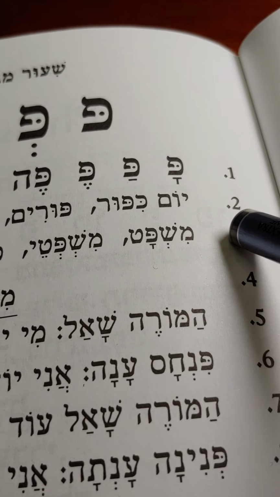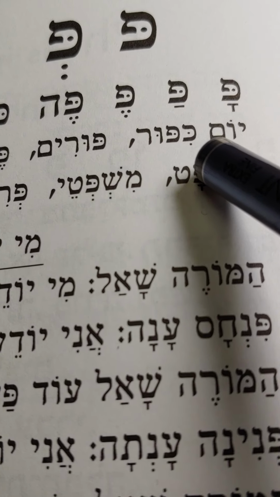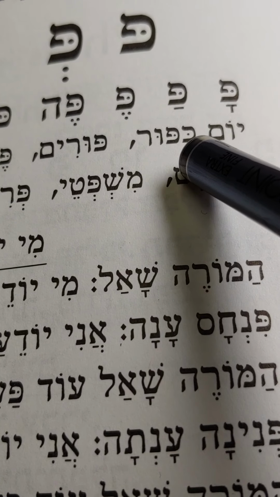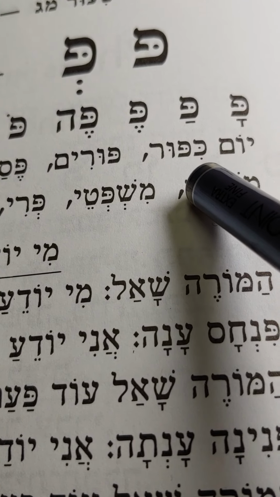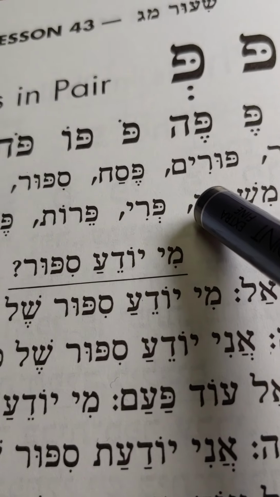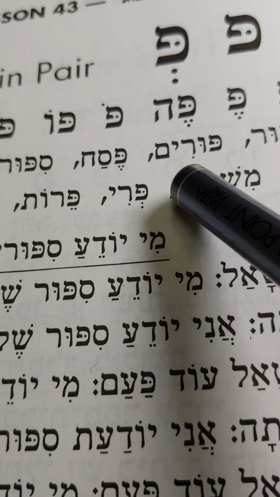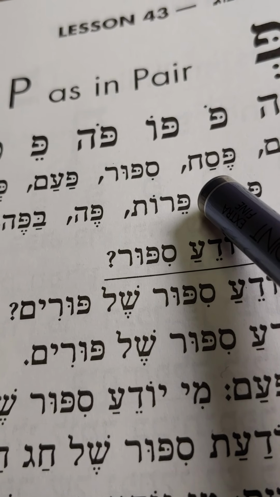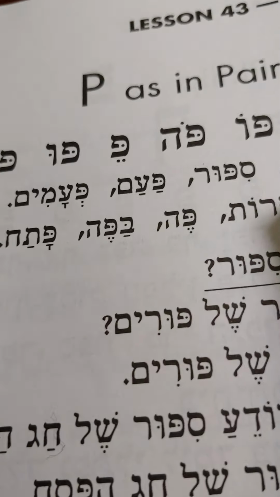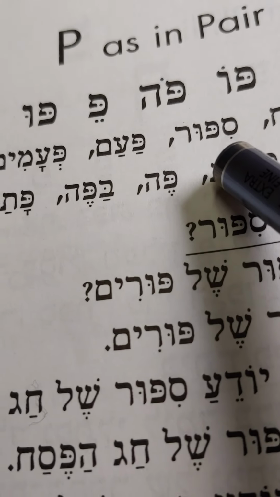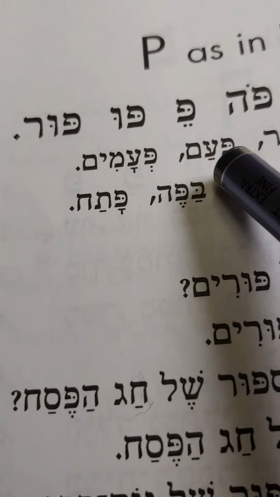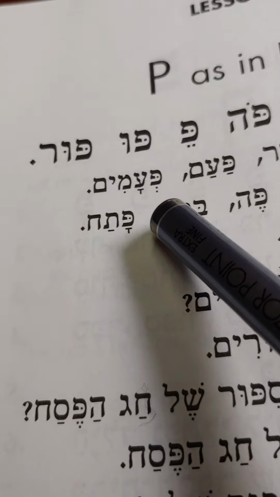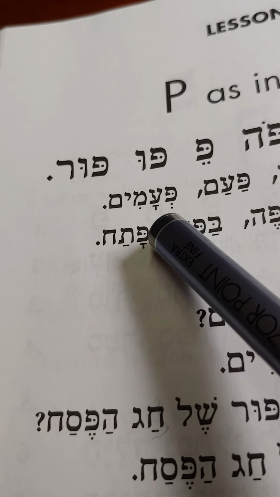All right, row two. Shtaim. Yom Kippur. These are all words that have the letter pay in them. Yom Kippur. Purim, as in Queen Esther. Pesach, as in Passover. Matzah. Sipur. Sipur is a story. Pa'am, a time, once. Pa'amim, times.